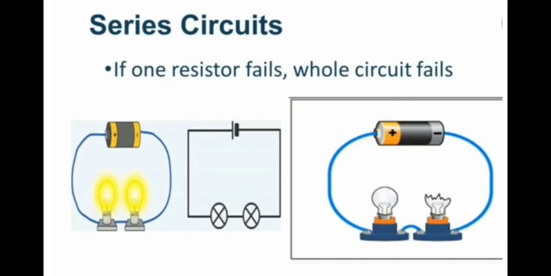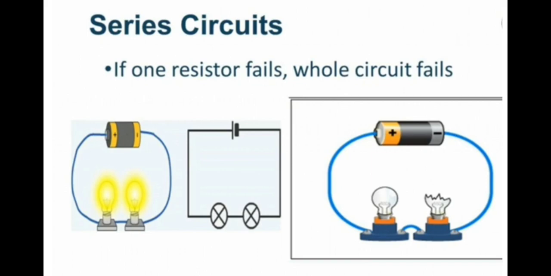Here you can see the image. If one resistor fails, the whole circuit fails. See that in the second one the bulb is broken, so the current will not pass through to the other end, so the other bulb is also not glowing. In the first image there is no problem in the circuit. There is no disconnection, so both the bulbs are glowing.